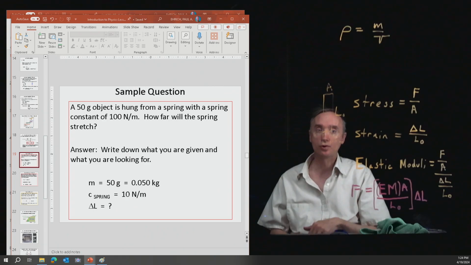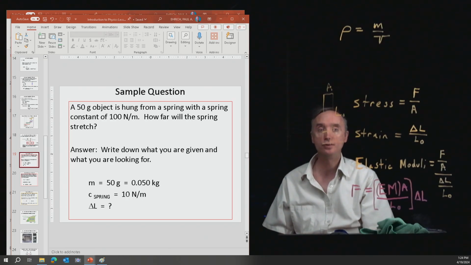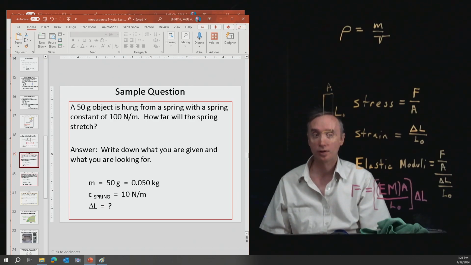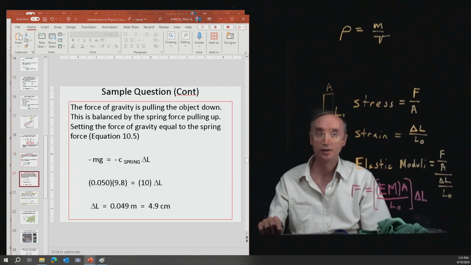So here's a sample question. A 50-gram object is hung from a spring, and the spring has a spring constant of 100 newtons per meter. How far will the spring stretch? So we're going to write down what we're given and what we're looking for. Remember, grams is not the official metric unit for mass. It's the kilogram. So 50 grams becomes 0.050 kilograms. Then you've got your spring constant. We want to know how far it is going to stretch.